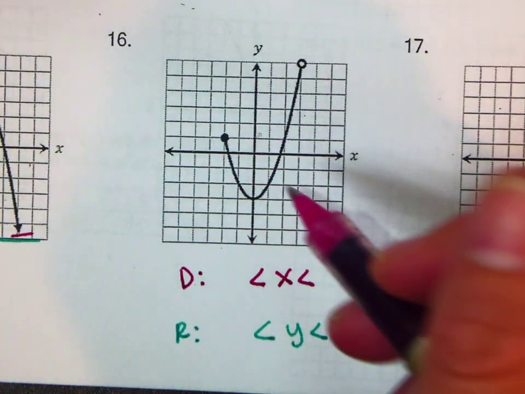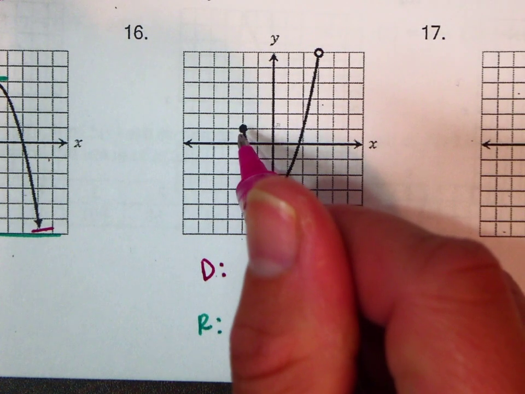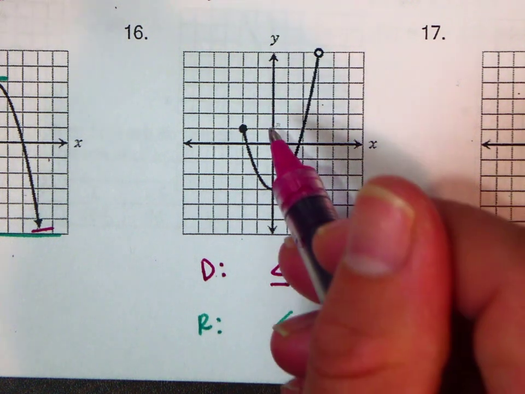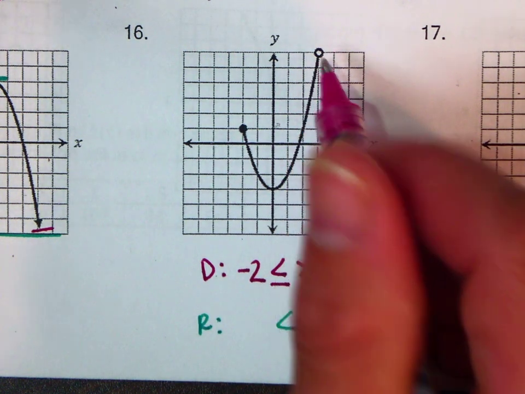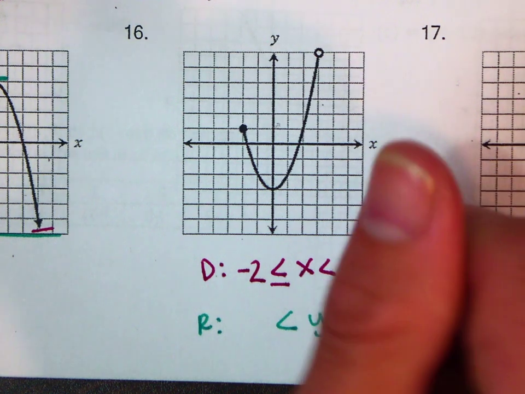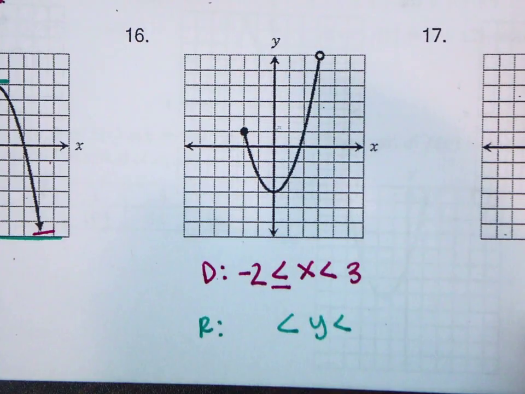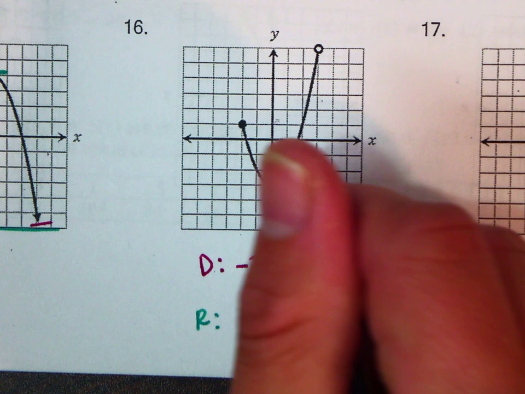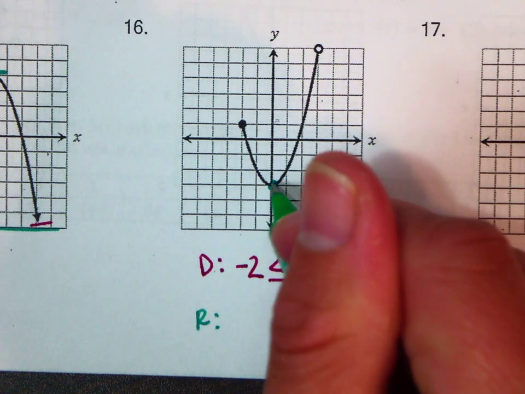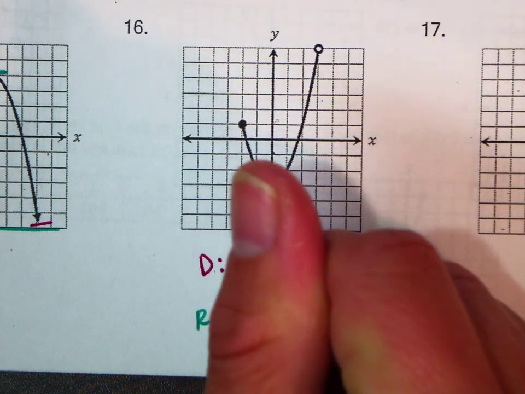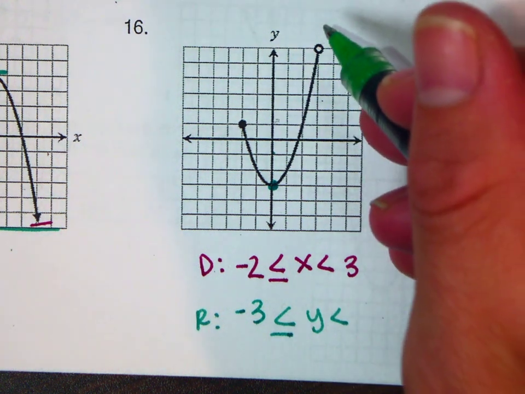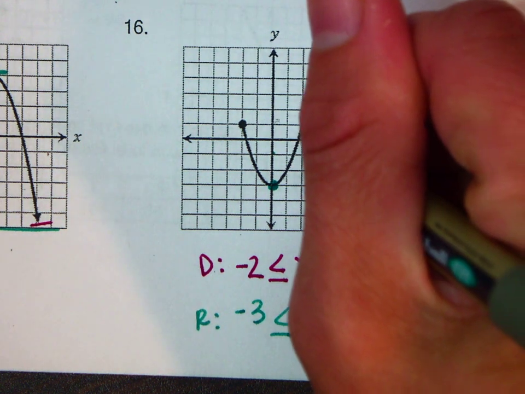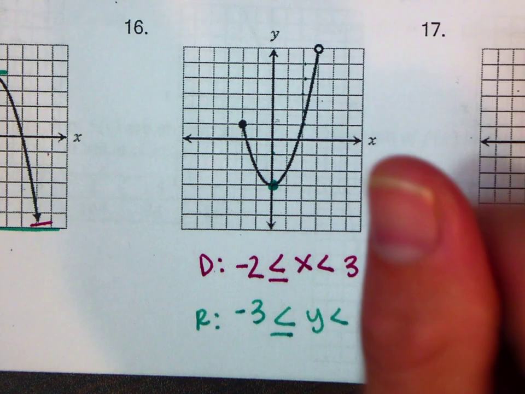All right, so let's think about the domain. The very, very left point is this guy right here. It's closed, and it's going left to -2. The very, very right point is this guy right here. It's open, so I'm not going to put a line, and it's at 3. For the range, the lowest point is this guy right here. It's closed, and it's at -3. And it's closed, so I'm going to put a line. And the highest point is this guy right here, which is open, and it is at 1, 2, 3, 4, 5, 6.